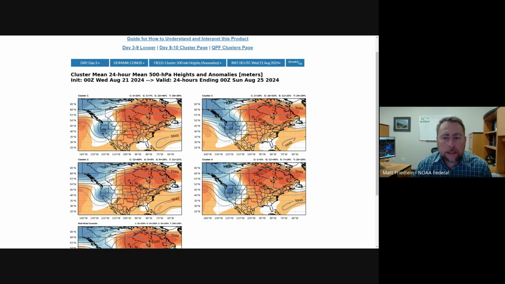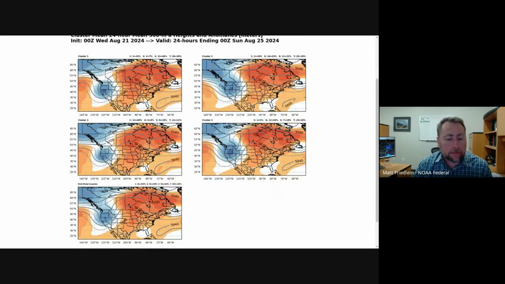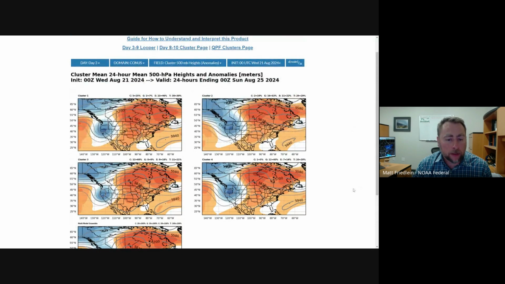Again, as a reminder, this is some of the primary ensembles, the Canadian, the GFS, and European ensembles, and their solutions broken into 4 clusters of similar mass fields. And then the ensemble mean is shown below. So what we're looking at are just anomalies on the 500 millibar heights, real basic. And this is at day 3, which, as you can see, ends at 0Z Sunday. So this is basically Friday night and Saturday.